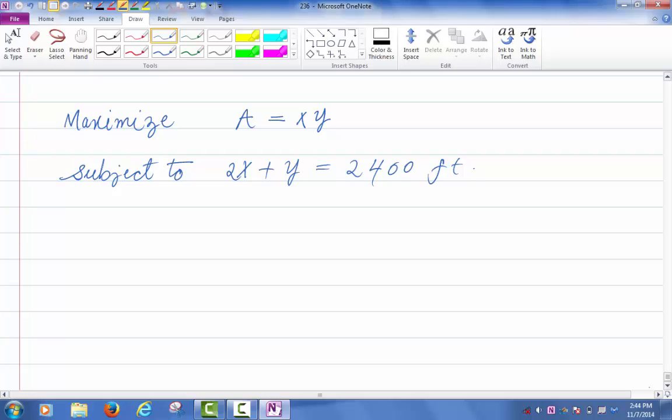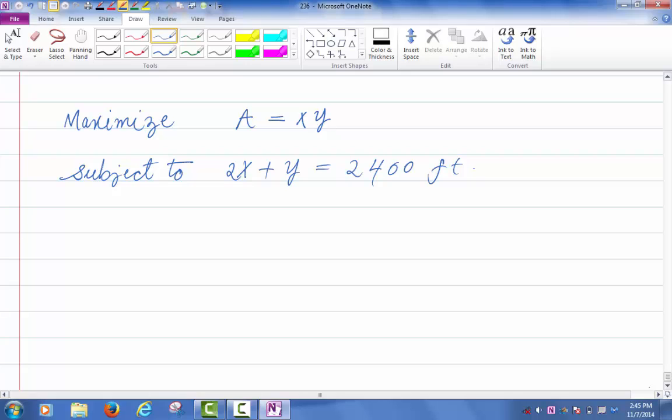Now the problem here is the function that I'm trying to maximize. So I'm trying to find the maximum value of the function A given the restriction that 2x plus y is that. But I could solve this problem the way it is stated now if I was in Calc 3, because in Calc 3 I can deal with functions of two variables. The area is a function of two variables here. I can't deal with it at this point. So how can I deal with it?